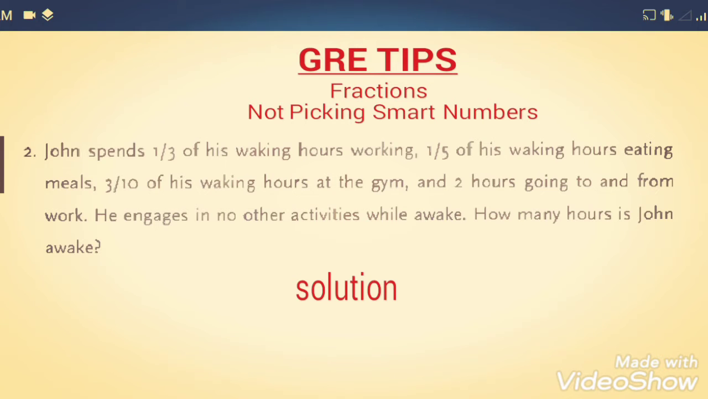Alright, in my last video I talked about picking smart numbers, and I told you we use picking smart numbers when there is no specific amount in the question. Now, not picking smart numbers, this is when you have a specific amount in the question. Like in this question you can see we have 2 hours, so here you cannot use the picking smart numbers method. So here all you do is you use a variable to represent your waking hours or what you've been asked to get, and then you solve directly.